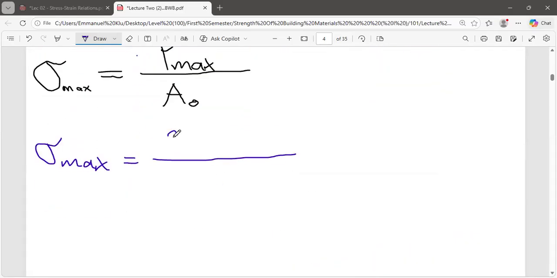So you are going to write 380 kilonewton. Now the kilo becomes 10 exponent 3, the language of engineering. If you don't know what kilo means, you are in trouble. Kilonewton.